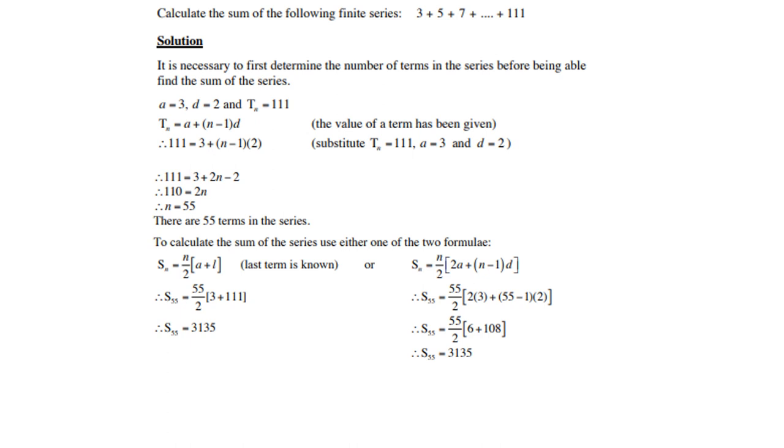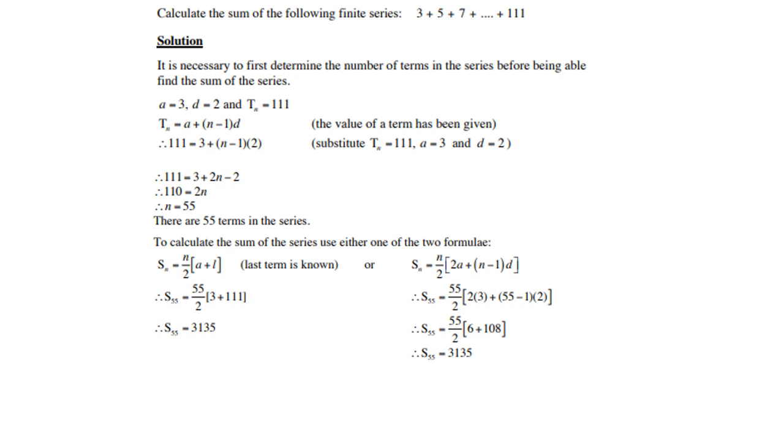So to find n, you must use the general formula: T_n equals a plus (n minus 1)d. Then T_n is 111, a is 3 and d is 2, of course. Then solve and make n the subject, and then you get n is 55.